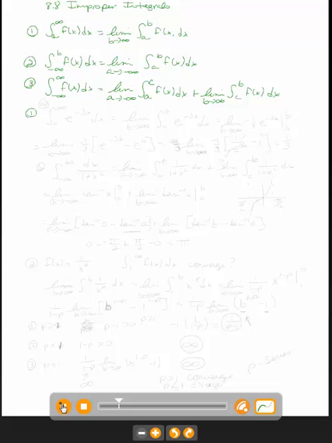So let's look at example 1. They want us to integrate from 0 to infinity e to the negative 3x dx. So we rewrite it, and it doesn't really matter what letter you use here. I'll just use a b because they've been using a b. 0 to b of e to the negative 3x dx. Okay, we can do that. That's going to be the limit as b goes to infinity. The integral of e to the negative 3x is negative 1/3 e to the negative 3x from 0 to b.